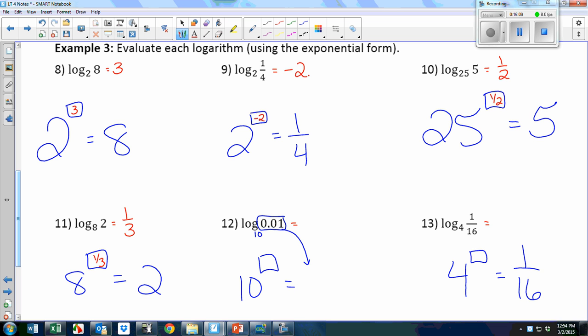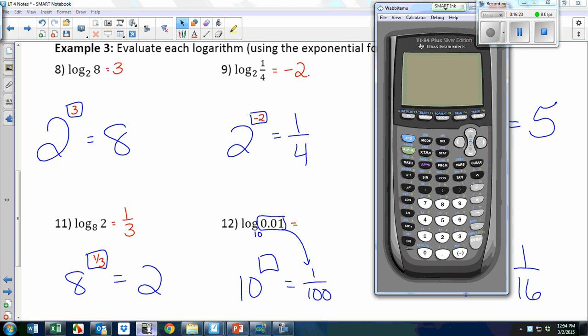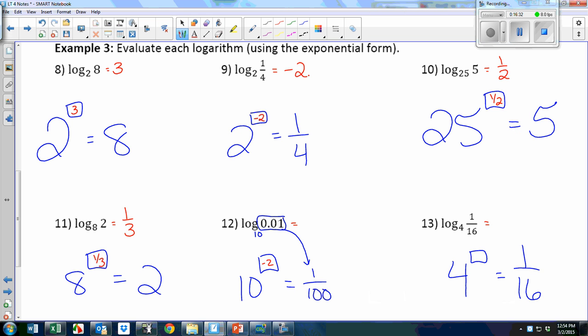Now, when I go to set up number 12, I will not put the decimal 0.01 because it looks better if I put the fraction 1/100th. Then it's a little easier to see why the calculator would say log of 0.01 is the answer, -2, because that's the exponent that makes that fraction. And then I should probably change 13 to make it more difficult, but 4 to the what makes 16? -2. You got it. You're good.